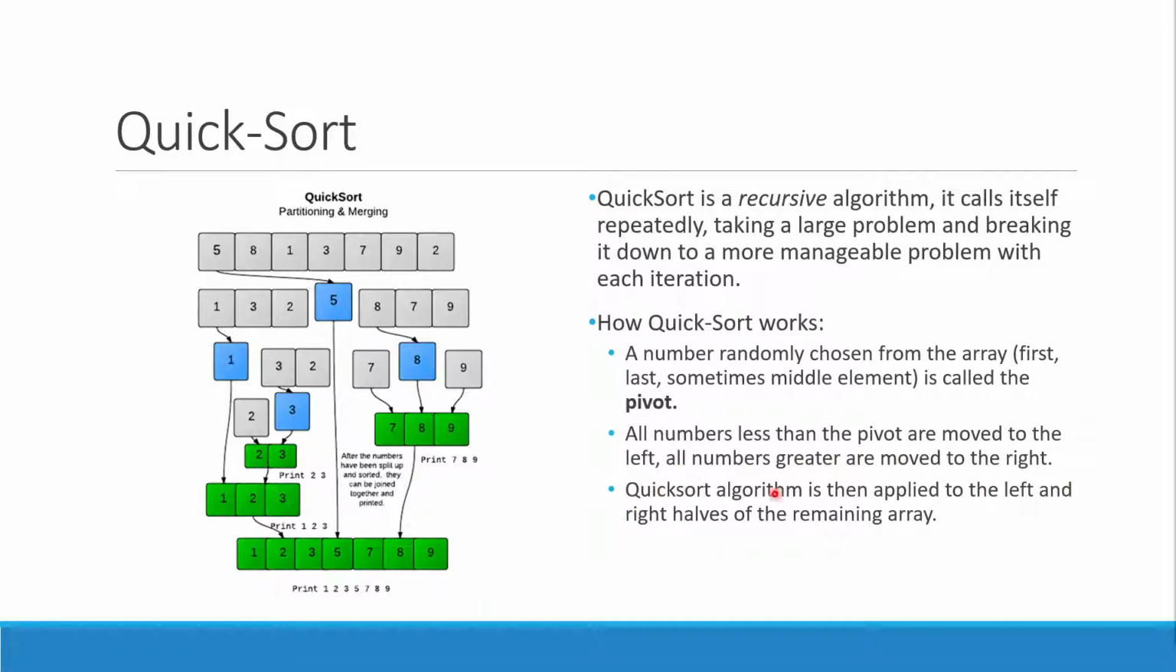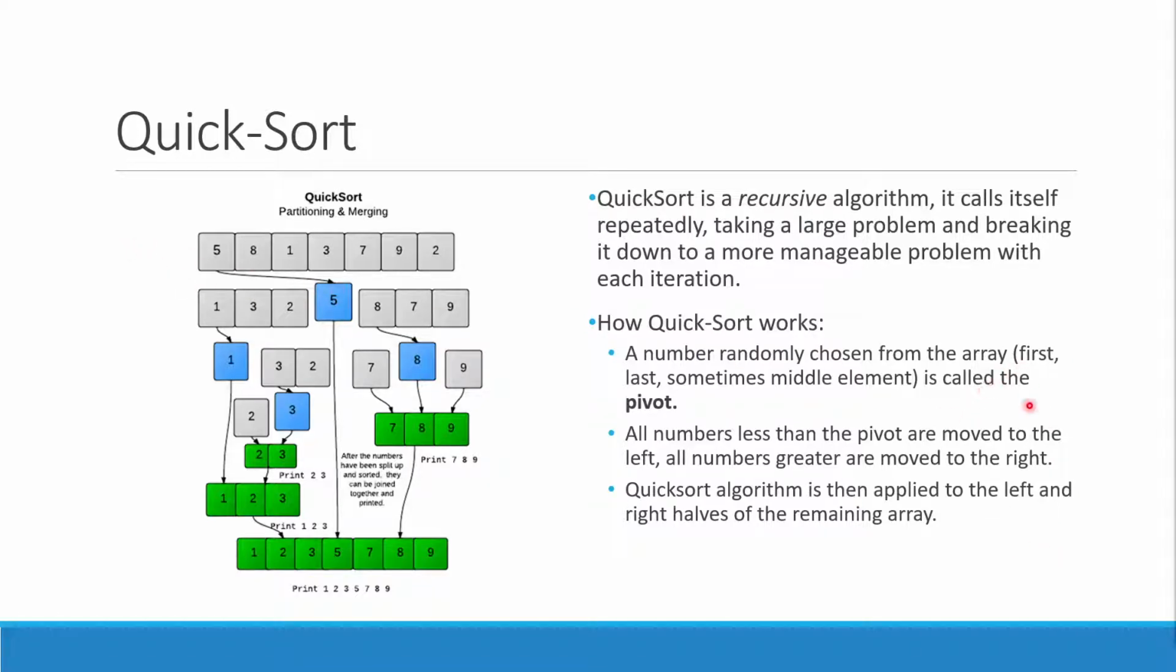The quicksort algorithm is then applied to the left and the right halves of the remaining array. So we can see quicksort happening to this example here. We have an array of 7 elements: 5, 8, 1, 3, 7, 9, 2. Now, this particular quicksort algorithm takes the first element and makes it the pivot.